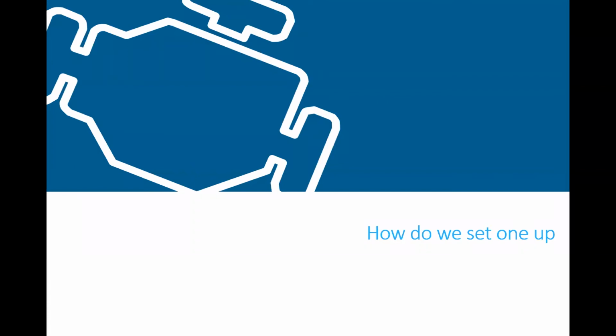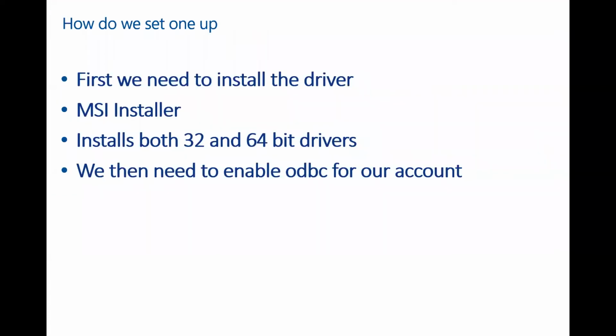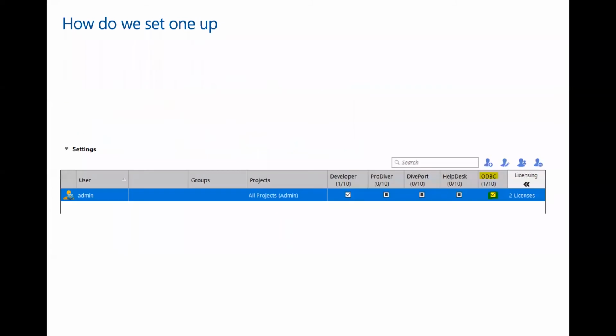So how do we set one up? Well, setting one up is pretty straightforward. There's a driver available from DI, and it will install a 32 and 64-bit version of the driver, so it's compatible with older and newer software. Then once that's done, we need to enable ODBC for your account. This is just once you have the license: we go into a user and we tick the box that says this user now has ODBC.